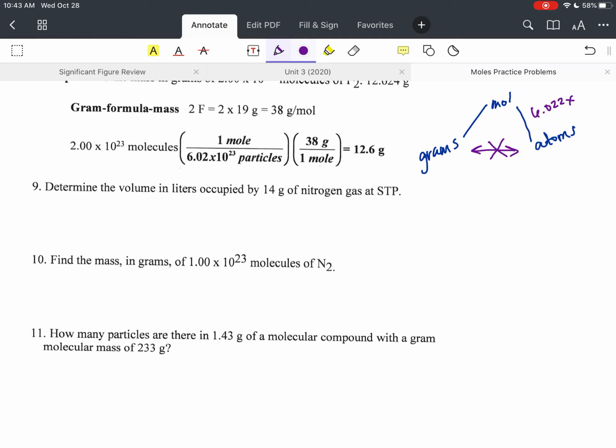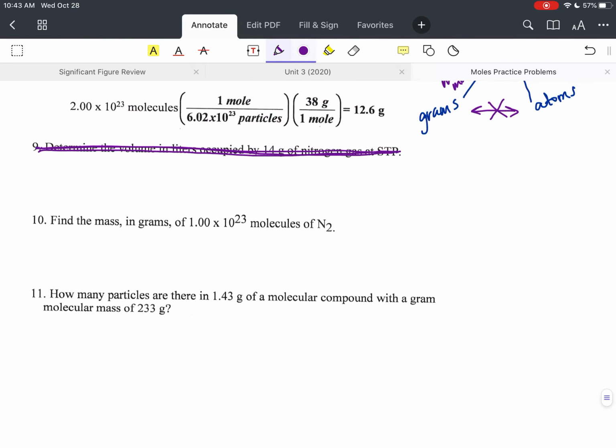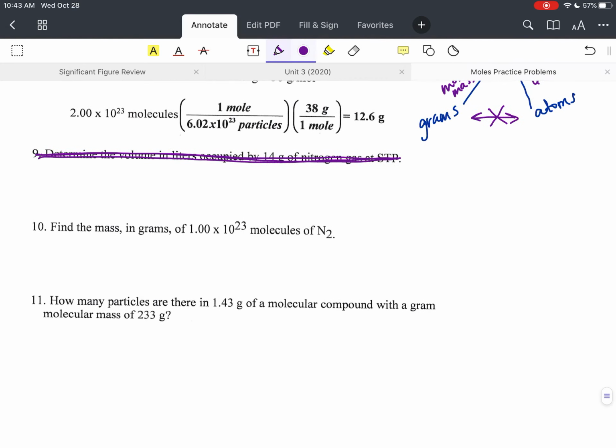Remember my 6.022 times 10 to the 23rd over here, and then my molar mass is over here, okay? We're going to skip number 9 because we are not talking about that, okay? So you have 2 here, so I'll do 1 and then I'll let you do 1. Okay, so I'm going to do number 10.